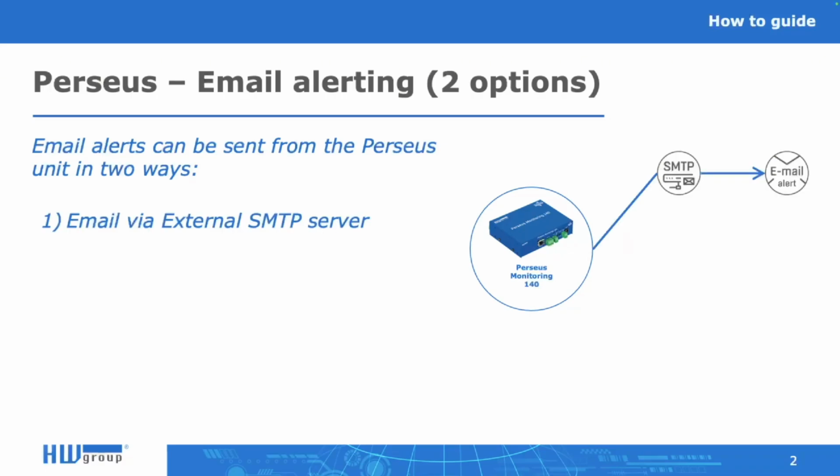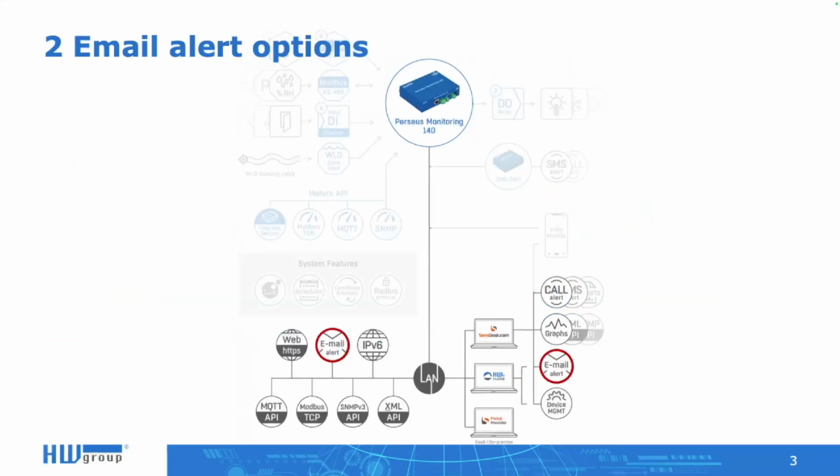In this video, we will look at the difference between sending an email alert directly from the Perseus device using an SMTP server and sending it through the portal. We will speak about two options. By option 1, we mean using an SMTP server for sending alerts directly from the device. By option 2, we mean sending email alerts using the portal.